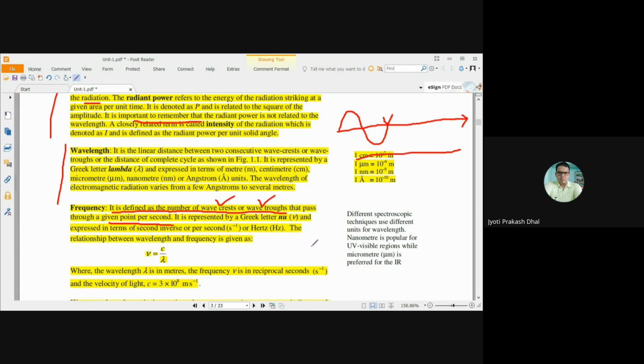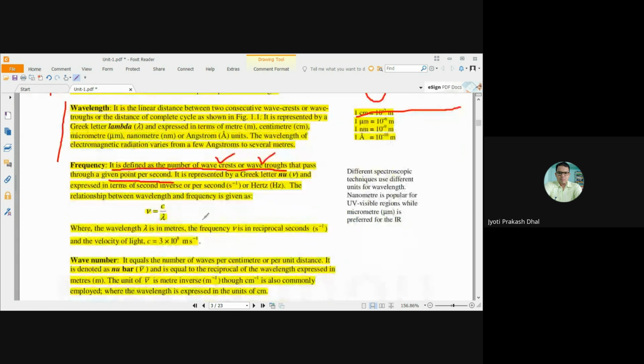That means the number of cycles passing through a given point per second is known as frequency. It is represented by the Greek letter nu and is expressed in terms of second inverse, or per second, or cycles per second, CPS, or the number of waves per second. That is also called hertz. That means 1 hertz equals 1 second inverse equals 1 CPS.